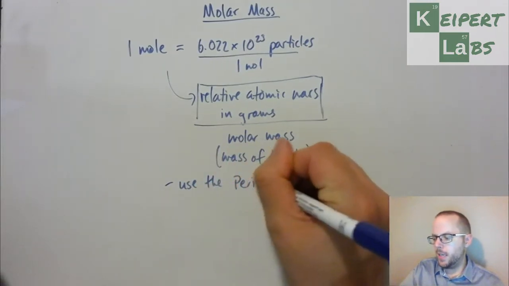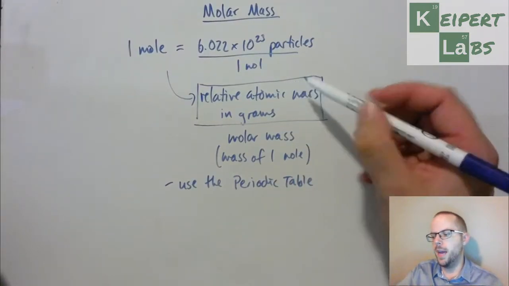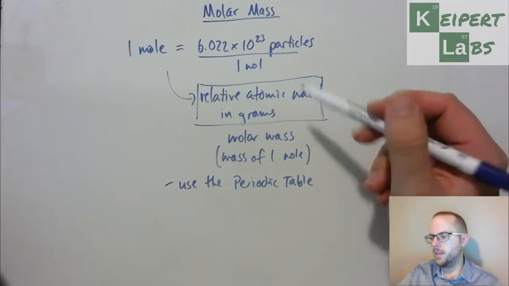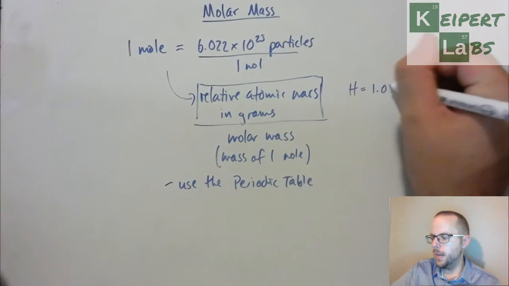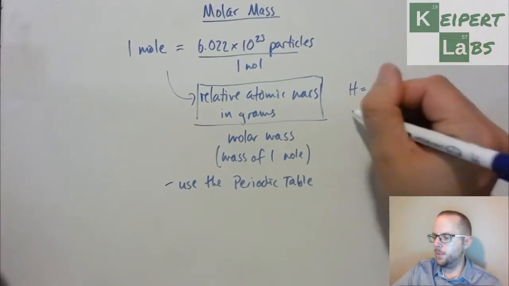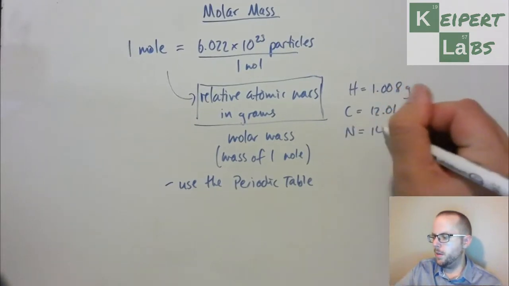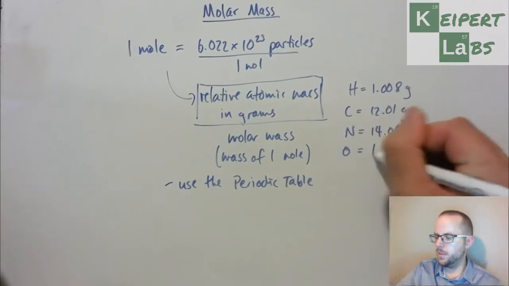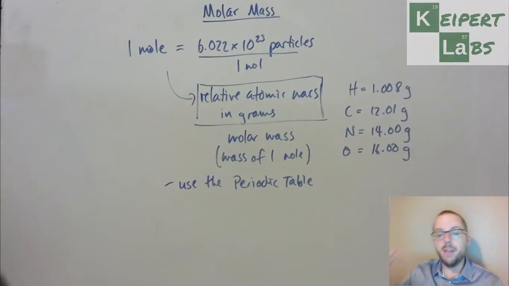Because the periodic table gives us a value for that element's relative atomic mass in the box. So for hydrogen, we would say it's 1.008 grams. Carbon, 12.01 grams. Nitrogen, 14.0 grams. Oxygen, 16.00 grams. All of these are values that we can read off the periodic table.